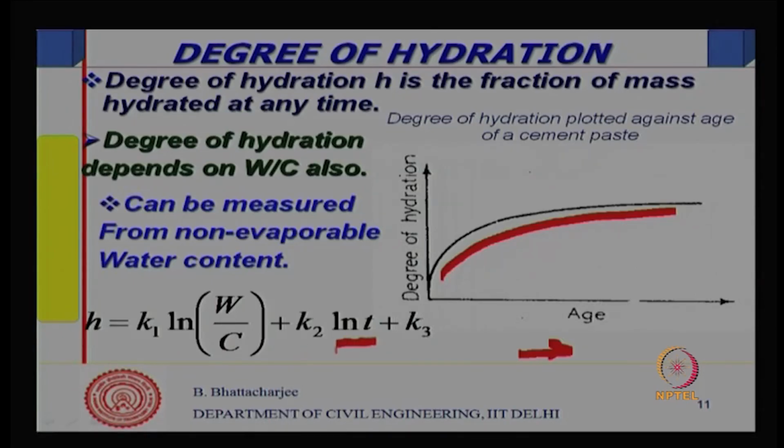So, it is a function of log of age, also a function of log of water cement ratio, and these coefficients are of the order of k1 around 0.2, k2 around 0.06, and k3 around 0.6. One can obtain these constants from actual measurements. Some values are available in literature and one can find these values. So, that is degree of hydration.